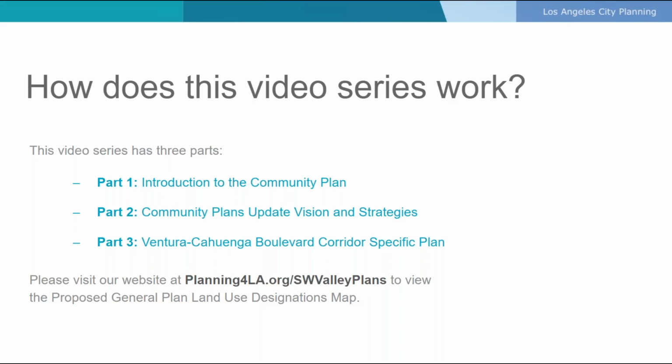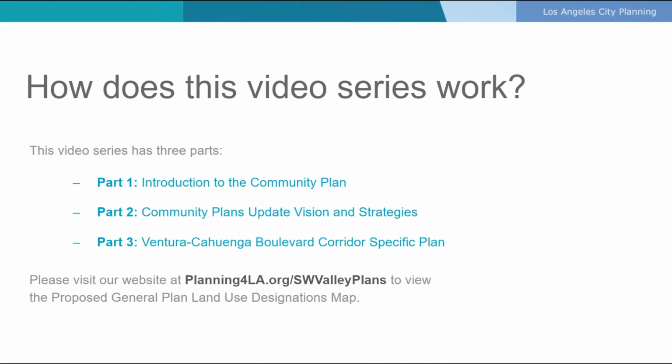This video series will provide an introduction to the community planning process, an overview of the Southwest Valley geography, and it will discuss changes to the boundaries of the community plans areas, as well as an introduction to the Ventura Cahuenga Boulevard corridor as part of the community plans update process. Additionally, this presentation will provide a brief overview of the city's new zoning code system, which will be implemented as part of the community plan updates.